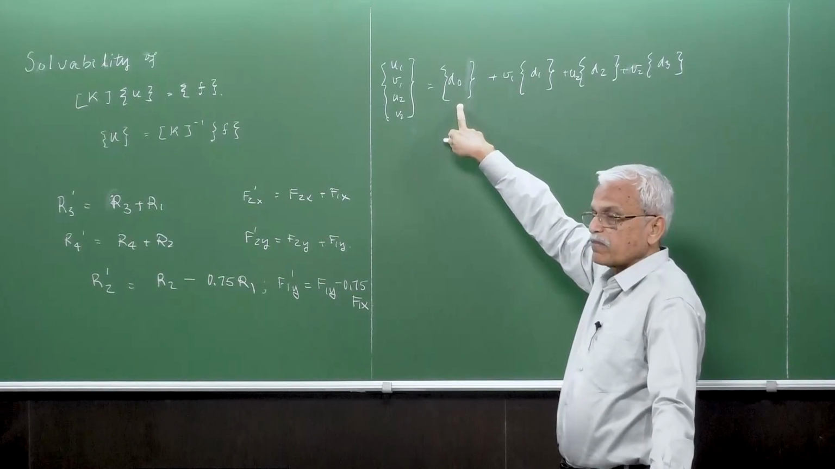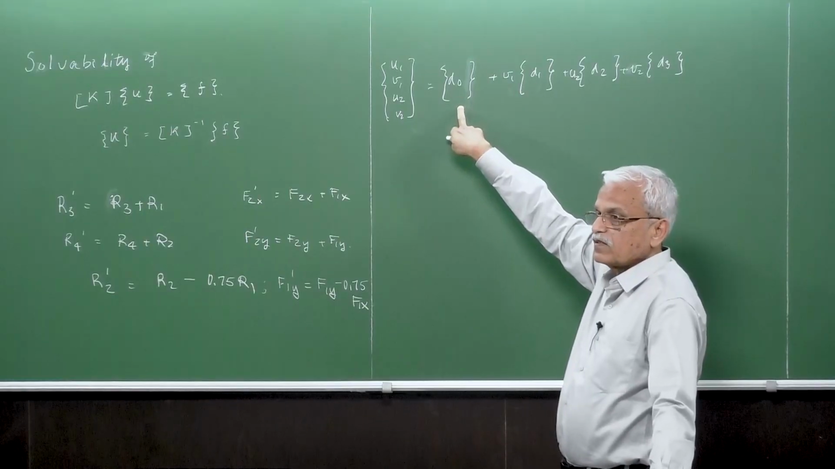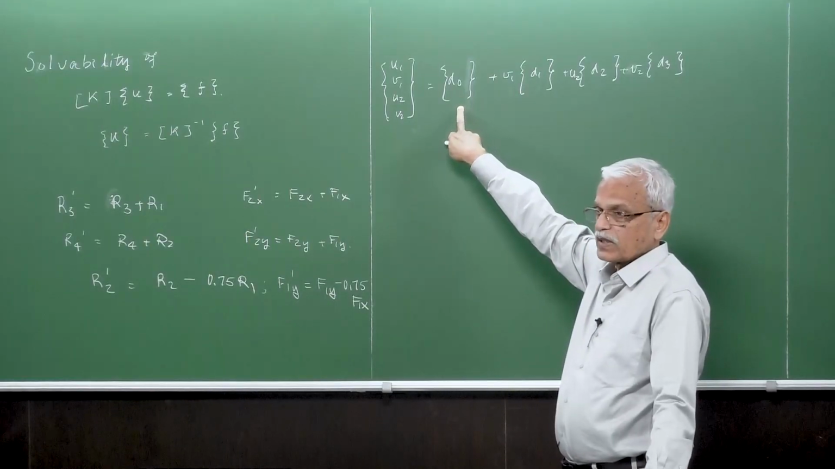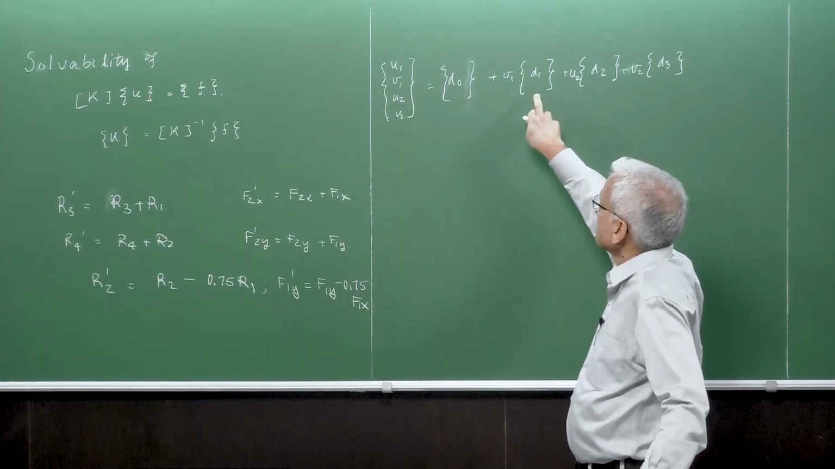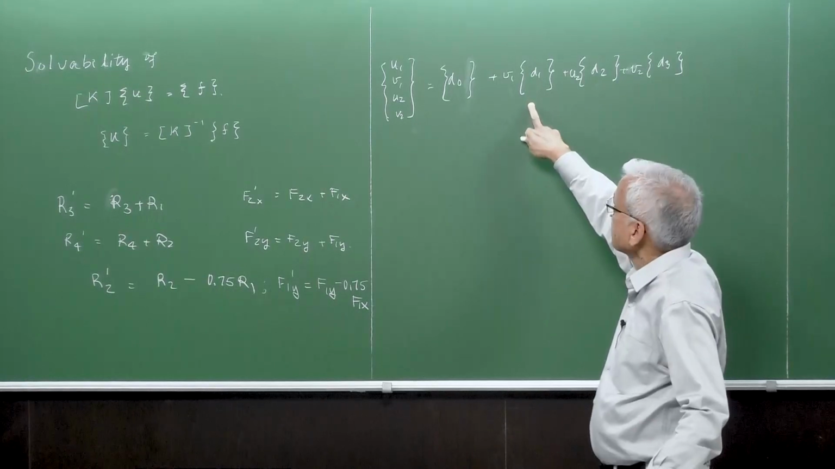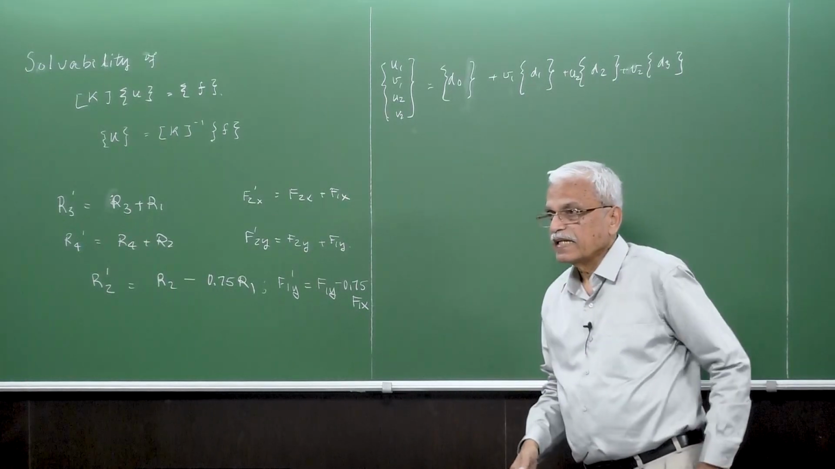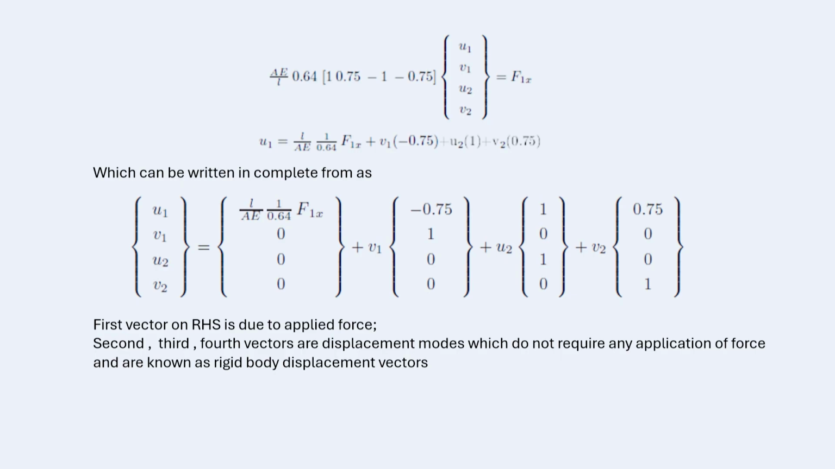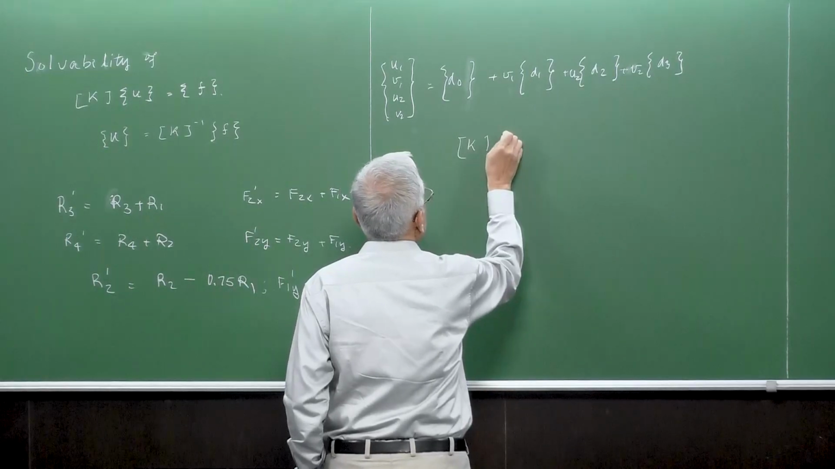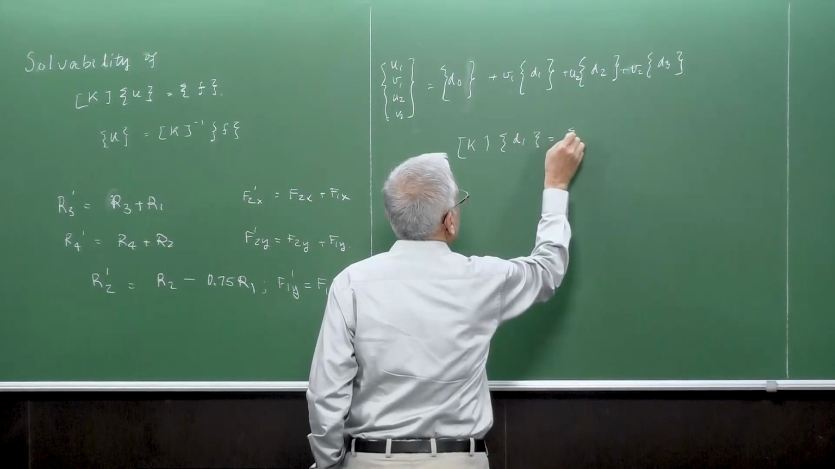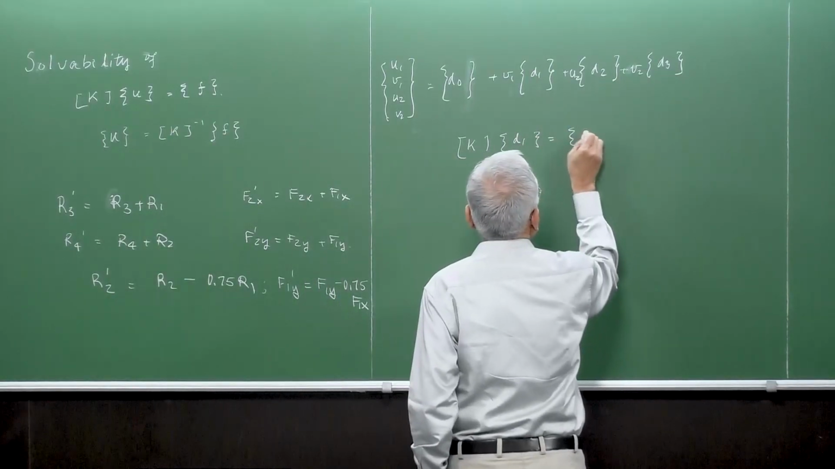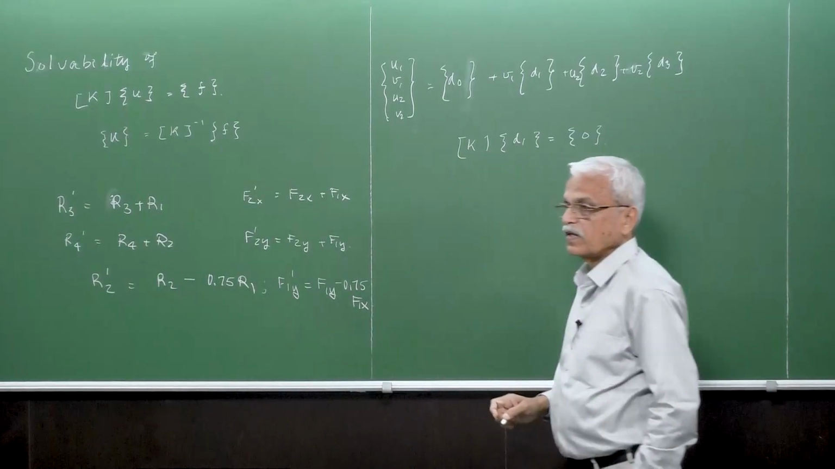The interesting property here is that this D0 depends upon the kind of force which you are applying, that is F1x. So this is called a particular solution. Given F1, this is completely known. Here, D1, D2, D3 have the interesting property that if you take K and multiply by D1, it will turn out to be 0.